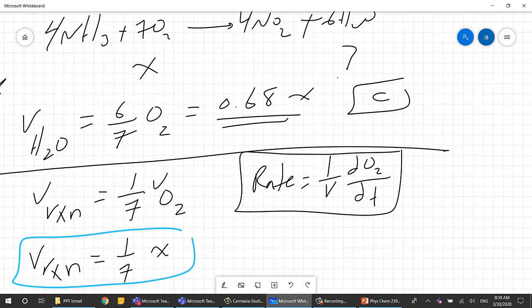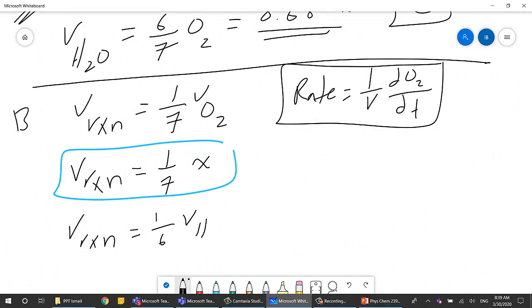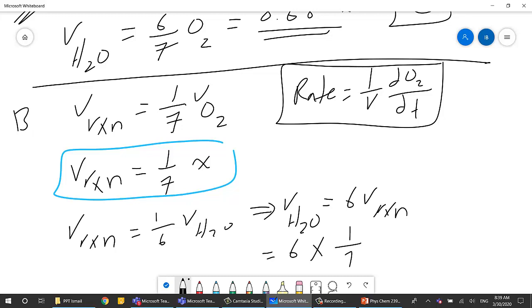I'm just going to get to the plus or minus soon. It's 1 over 6 of the rate of H2O. Meaning the rate of H2O will be 6 times larger. Why? Because here the rate of H2O, if you do the cross multiplication, will be 6 times the rate of the reaction. And therefore, it's equal to 6 times 1 over 7X. And that should give you the same answer as we did before.